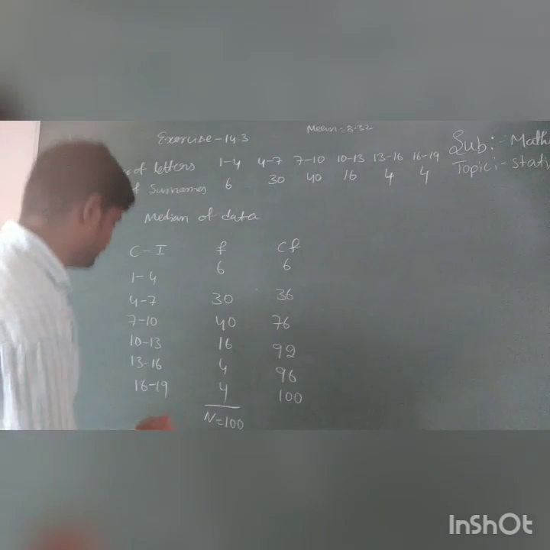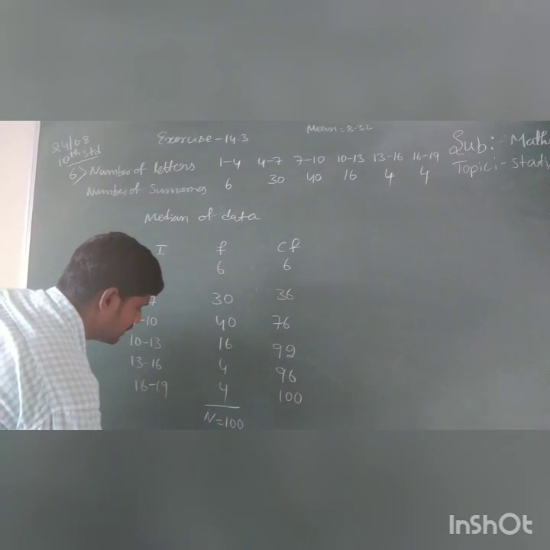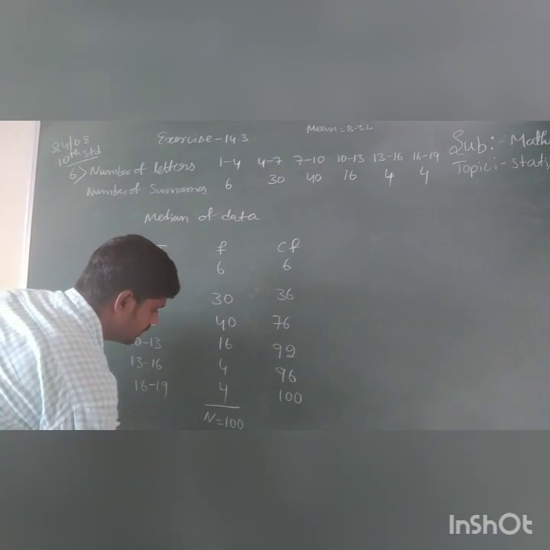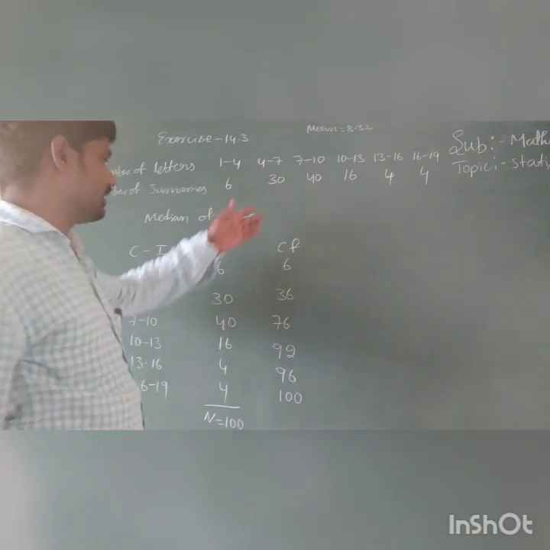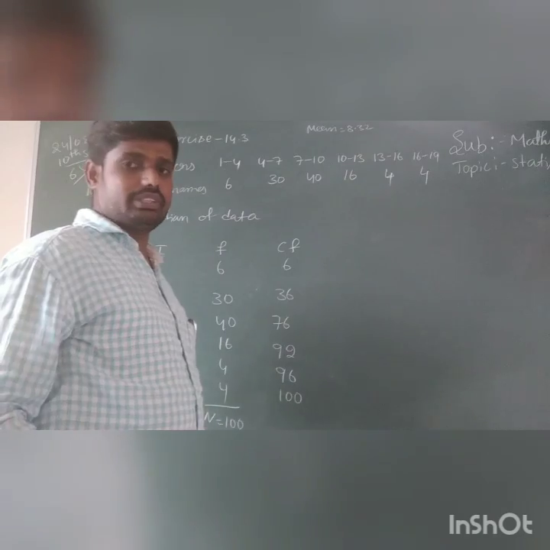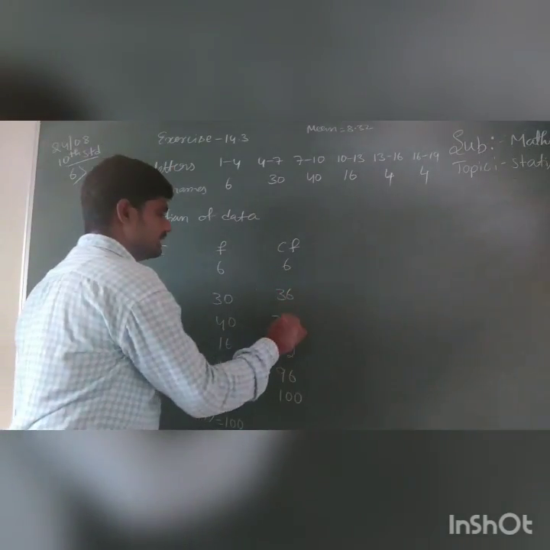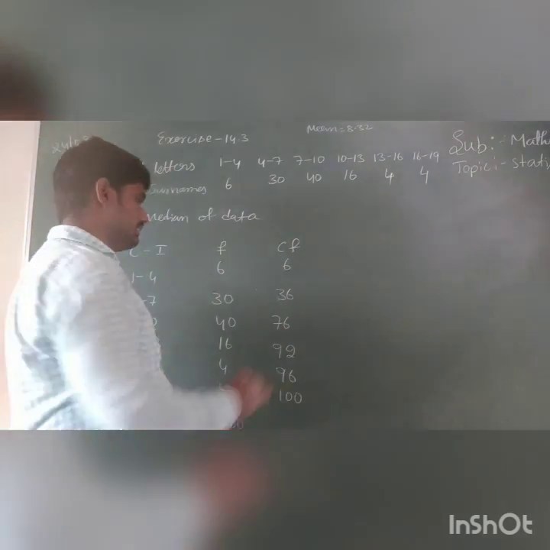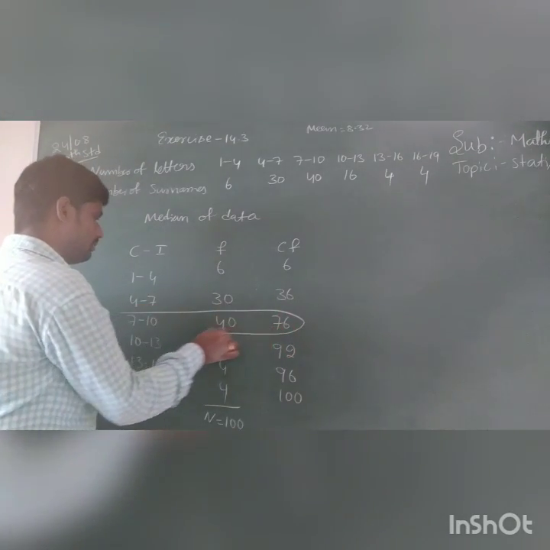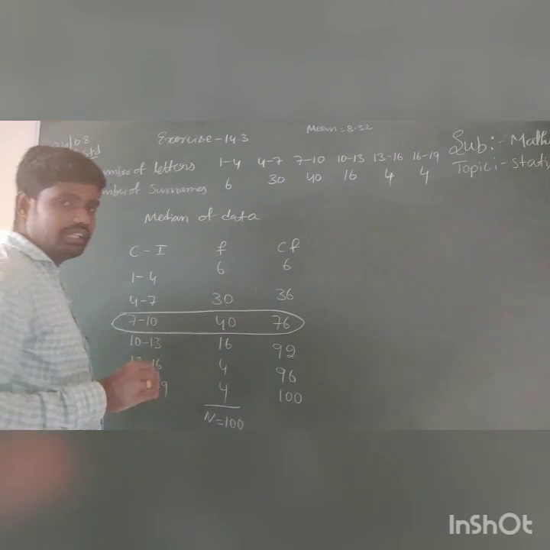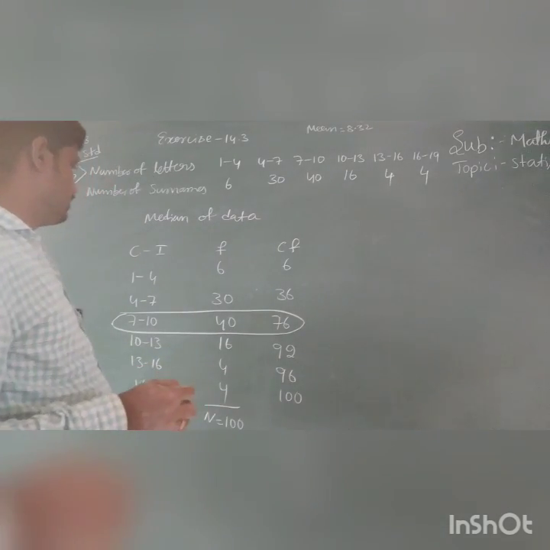Next, find n by 2. N by 2 is 100 by 2, this will become 50. Where will 50 come in cumulative frequency? Check it in between 36 and 76. Mark this. This is the median class. See, now write the formula.